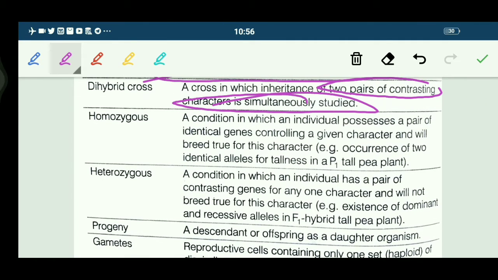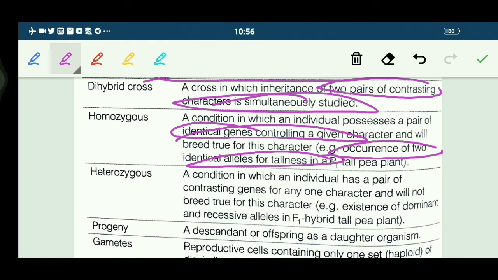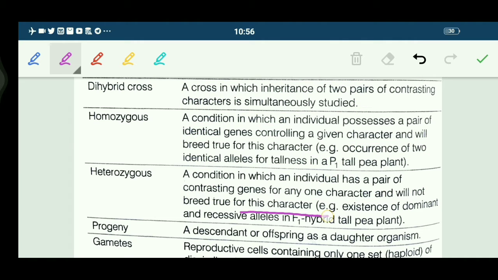Then we have homozygous and heterozygous, beta. What is homozygous? A condition in which an individual possesses a pair of identical genes controlling the character. So, it is the identical gene. For example, occurrence of two identical alleles for tallness, that is capital T and capital T. And what about heterozygous? A condition in which the individual has a pair of contrasting genes for one character and will not breed true for this character. Example, existence of dominant allele and recessive allele. That is the hybrid one. That is capital T and small t. So these are the heterozygous.